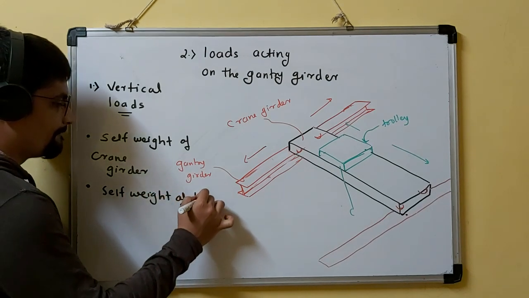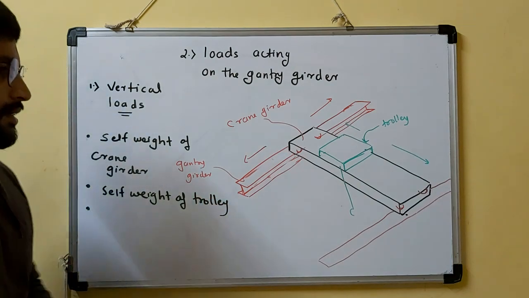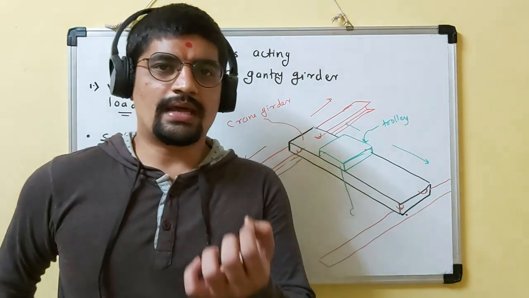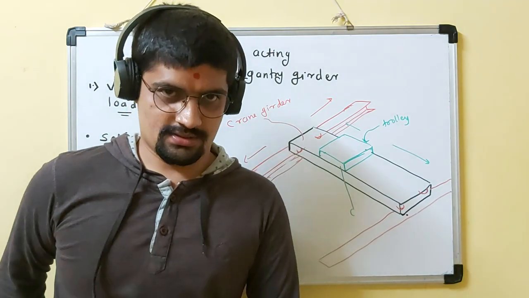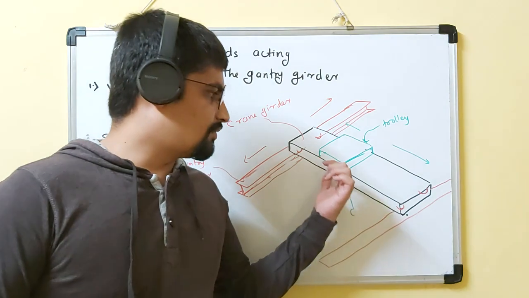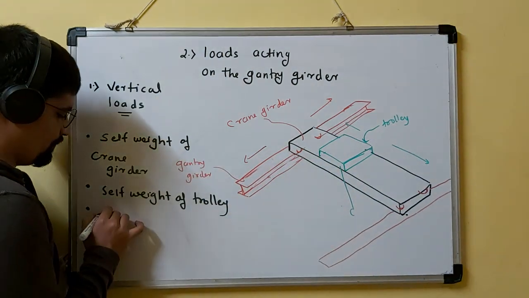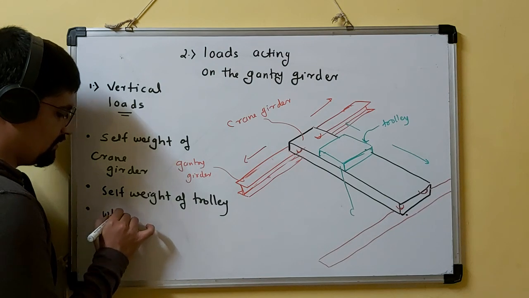Trolley. Now the hook. This hook hangs on the trolley. It is also vertical, so the hook will also apply vertical load on the gantry girder. So the weight lifted by the hook.